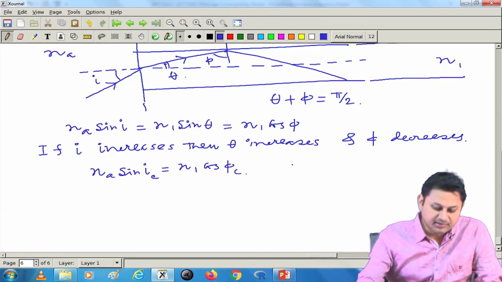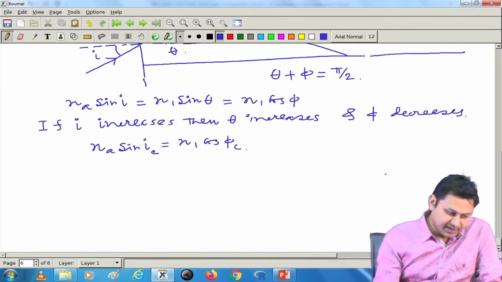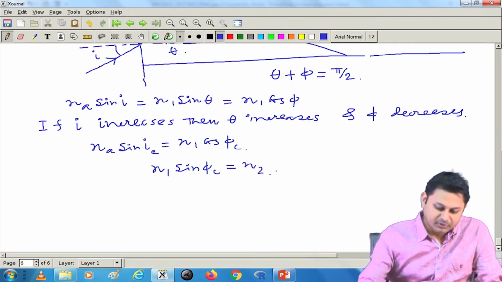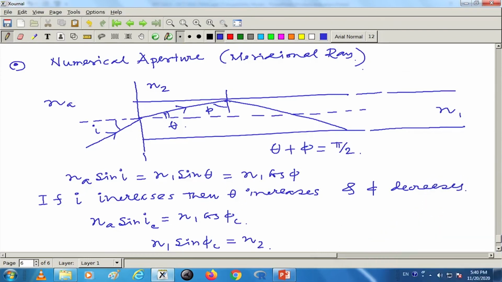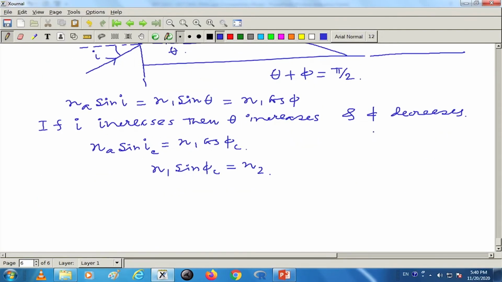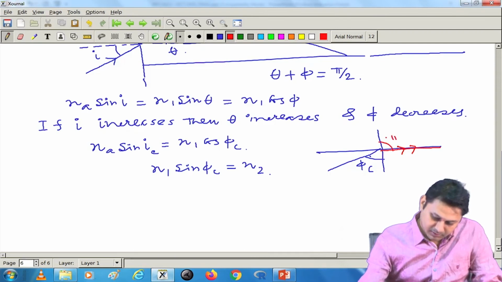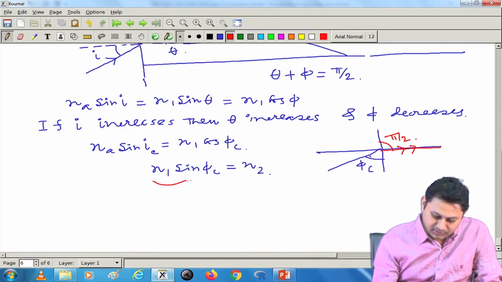What is cos phi c? Cos phi c is the angle here, which is the critical angle. So if phi c is the critical angle, I can write N1 sin phi c according to Snell's law is N2. Because at critical angle the ray is just about to pass through. So let me draw these things here. At critical angle, when this angle is phi c, the rays will be just passing through this, so this angle will be pi by 2. So I can use this relation.